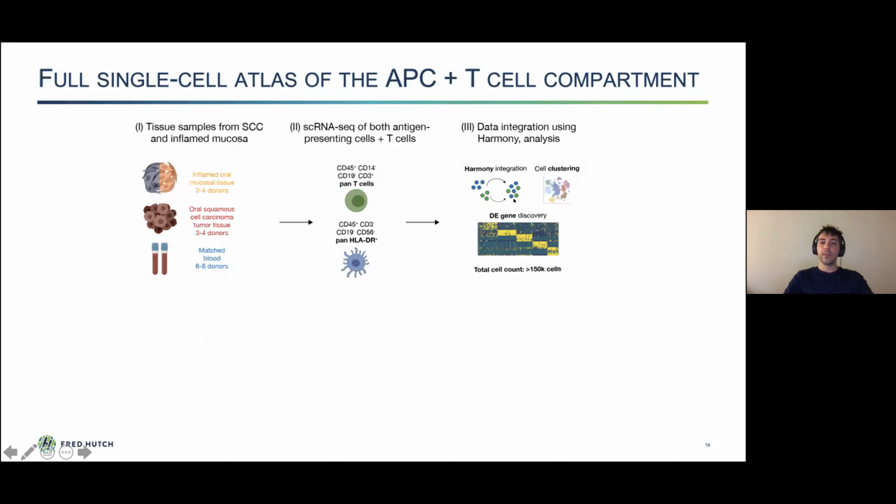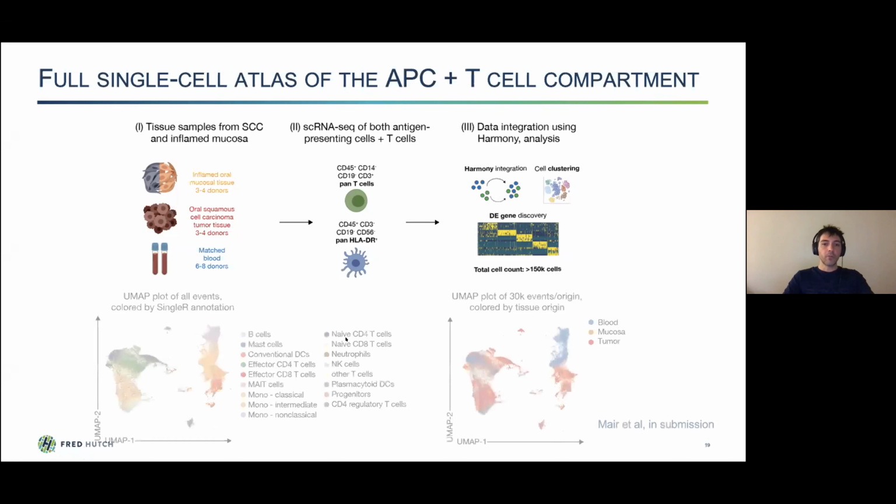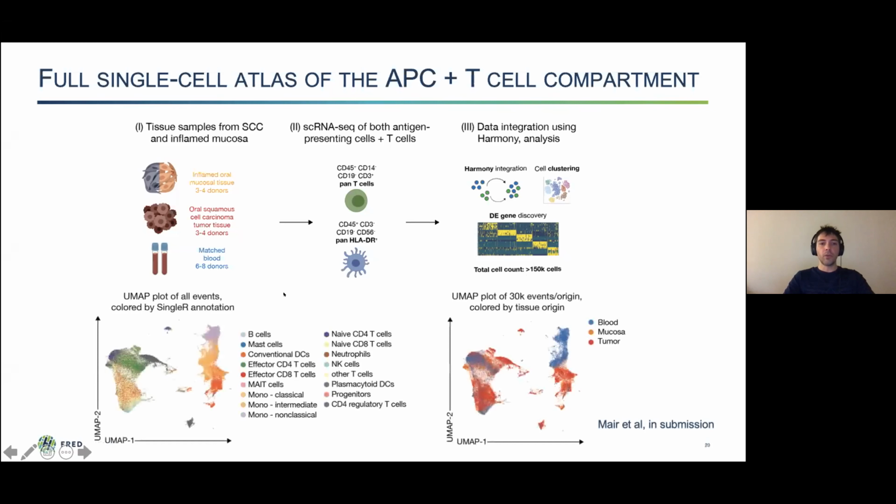For data analysis, we used Harmony, which is in my opinion a great computational tool that allows us to correct for batch effects and harmonize the data into one data set. We of course performed cell clustering and DE gene discovery. And one thing that I want to highlight here is that we have a very large data set. It's more than 150,000 cells, which allows us to really capture also less abundant subsets of antigen presenting cells, for example.